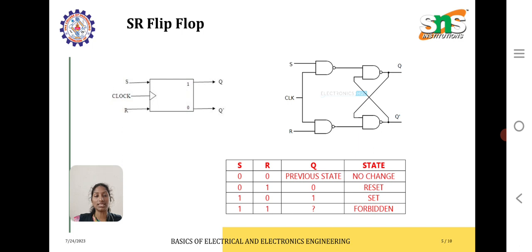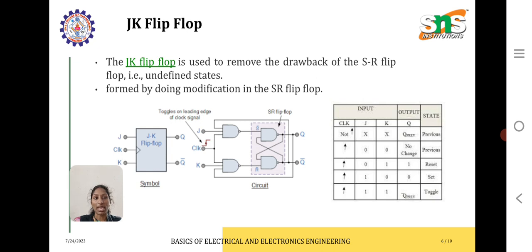If S is applied as 0 and R is applied as 0, then Q remains in the previous state. That is, there is no change in the output. If it is 0 and 1, the flip-flop will be reset, and if it is 1 and 0, the flip-flop will be in the set condition. If both are 1, it is called an undefined or forbidden state. Coming to the JK flip-flop, here also we have set, reset and no change conditions.